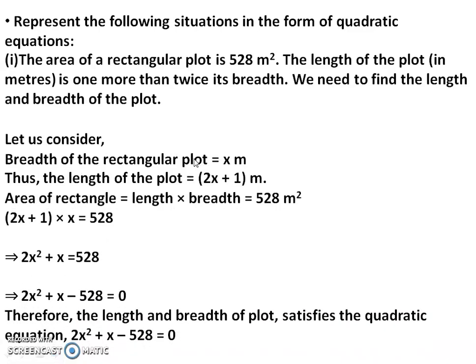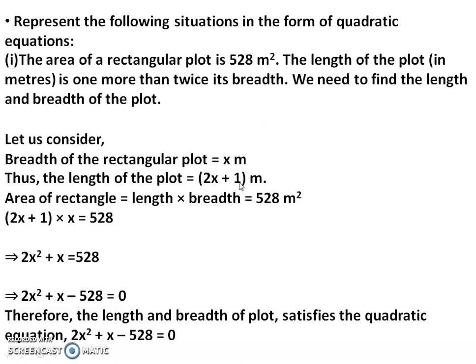Breadth of the rectangular plot is x. Length is 2x plus 1 meter. This M stands for meter. Okay, don't take it as a variable. It is 2x plus 1 meter. Area of rectangle equal to length into breadth. In your question it is given that it is 528 meters square.